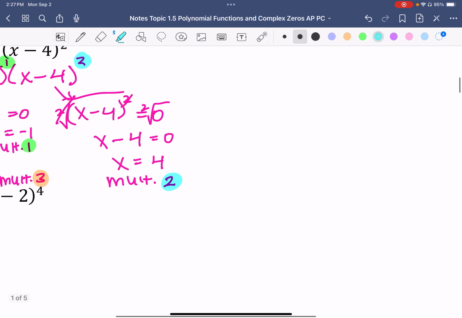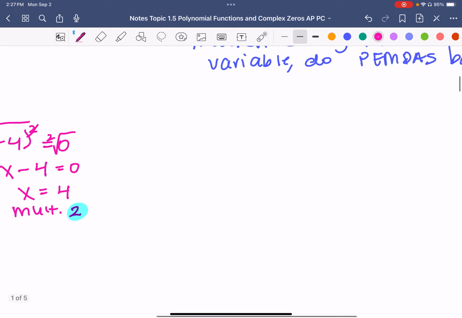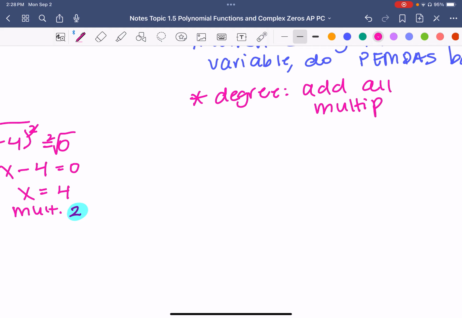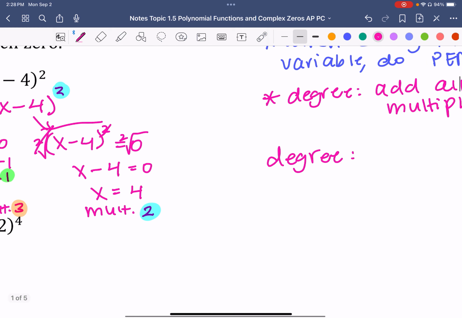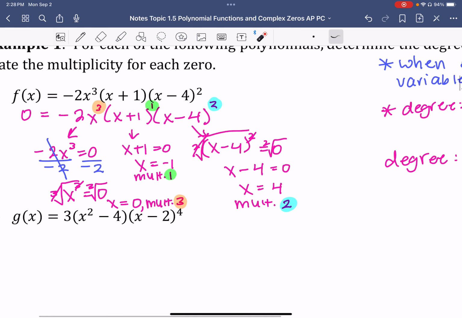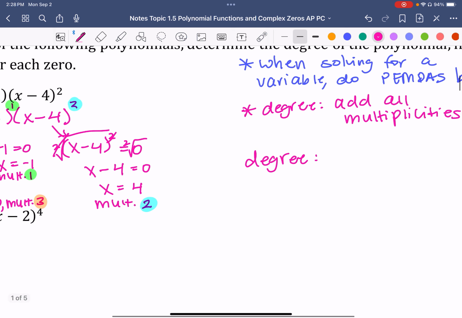Okay, so now what you're going to do to find the degree number is add up all the multiplicities. So for this solution, my degree would be 3 plus 1 plus 2. That equals 6. Okay, so my degree is 6.